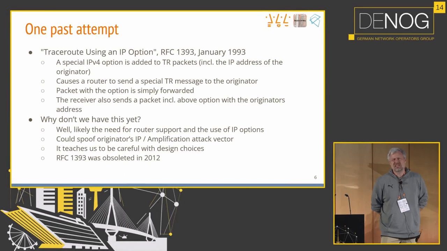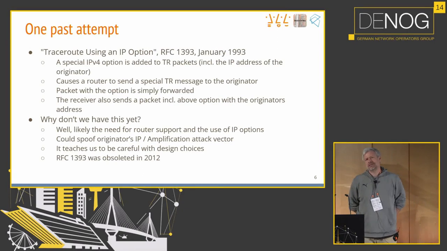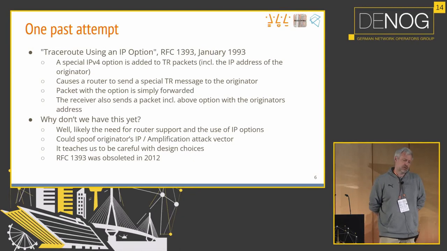And they used IP options, and IP options are problematic. Also, you could spoof the originator's IP address really easily. You can write any IP address in there, and that kind of smells like an amplification attack, right? If you can make packets go to any place you want by setting an IP address in a packet, in an option even, that smells funny. But what it does, it teaches us to be very careful with protocol design and the design choices we make, and we try to do this better. It was obsoleted exactly 10 years ago, so don't expect this to appear anytime soon.